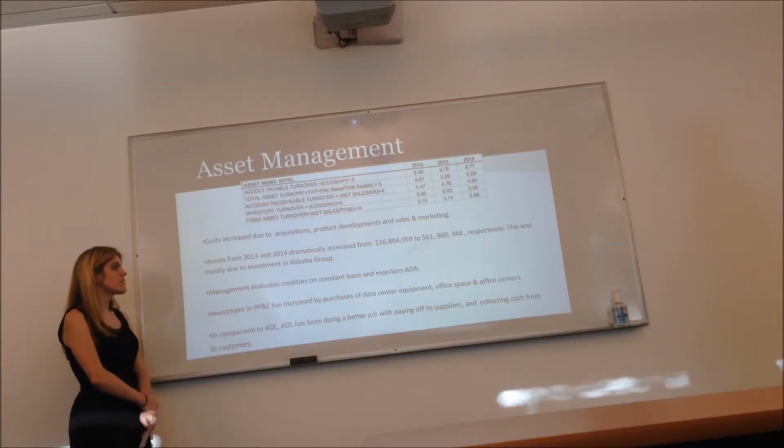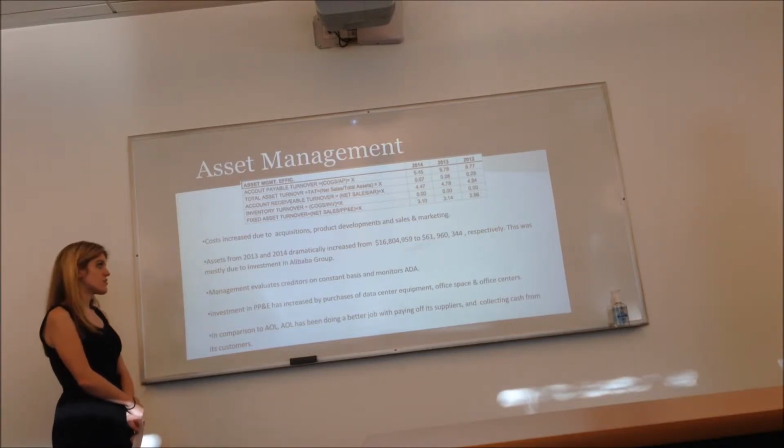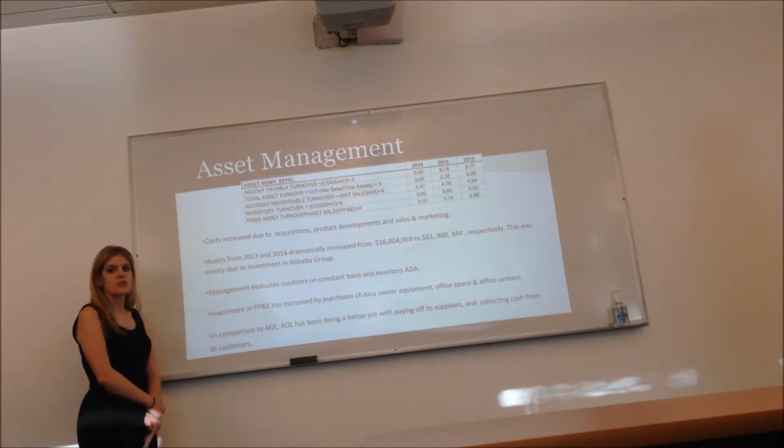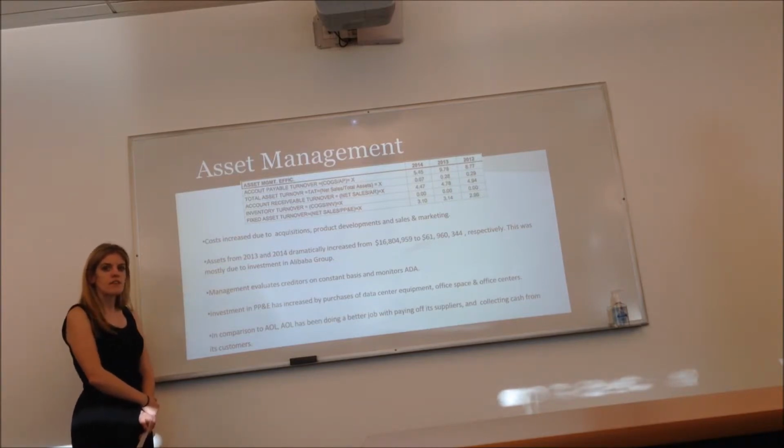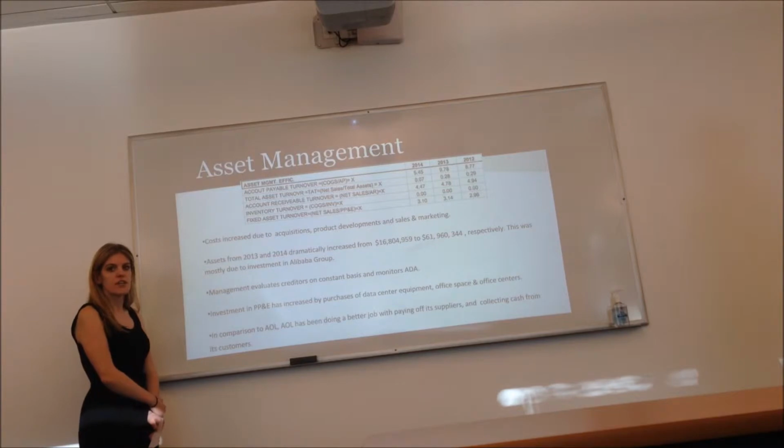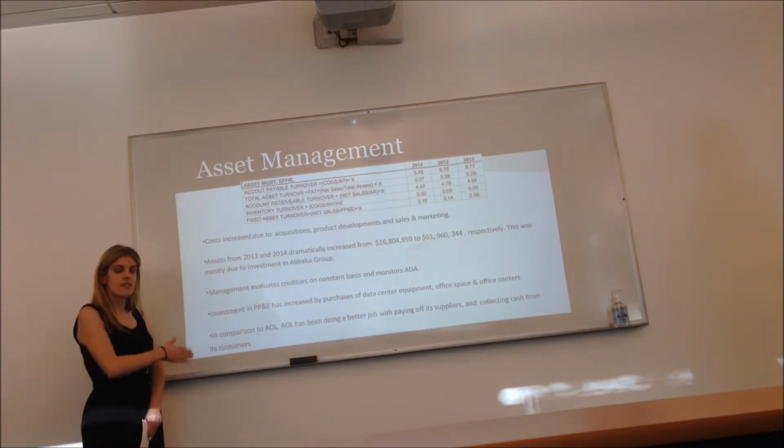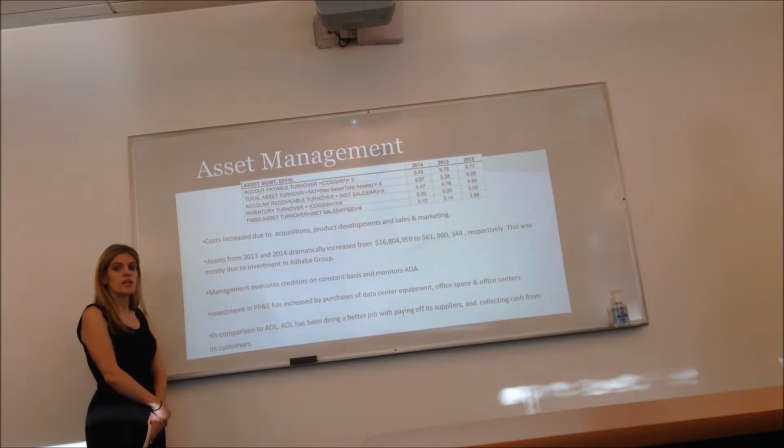What you can see majorly is that if you look at the total asset turnover ratio, it has dropped dramatically, and that was due to, in 2014, them investing in Alibaba Group for $39 billion, so that shifted a lot of the asset turnover ratios. Also, through the years they've been spending a lot of money and costs on product development and acquiring more office space and PP&E.